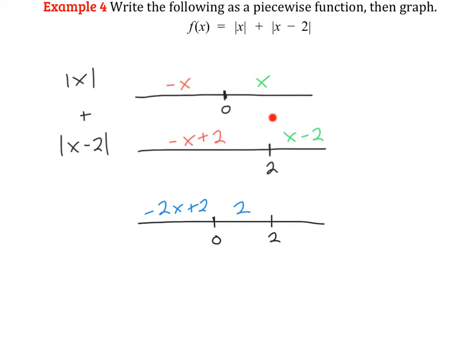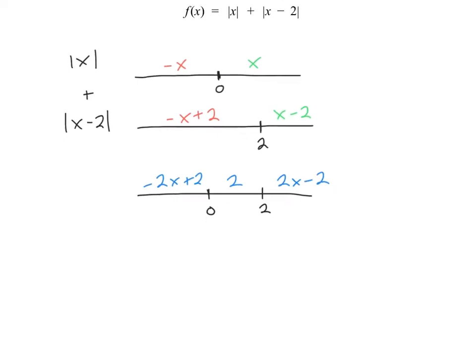And in the region to the right of 2, my top function is defined by x. The bottom is defined by x minus 2. So if you combine like terms, you get 2x minus 2. So again, you just need to make sure that you're using the correct equation for the correct intervals, and then you're just adding up the different equations.